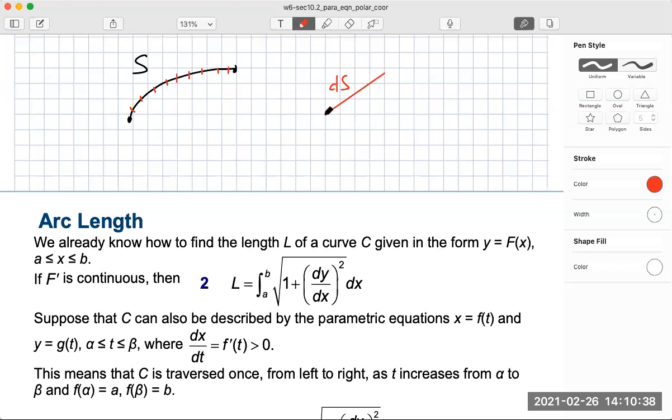And imagine here a right angle corresponding to this small ds here, this direction is the x direction, so we call it dx here. And here is dy.